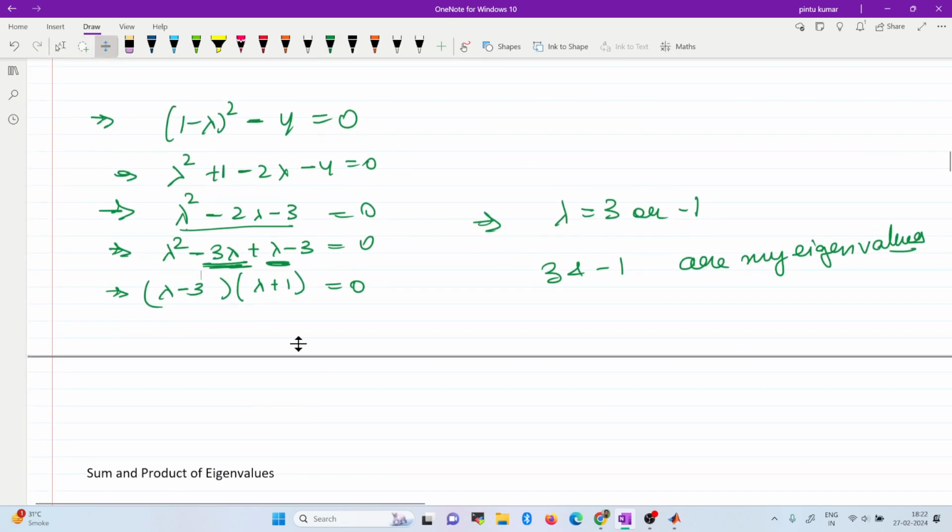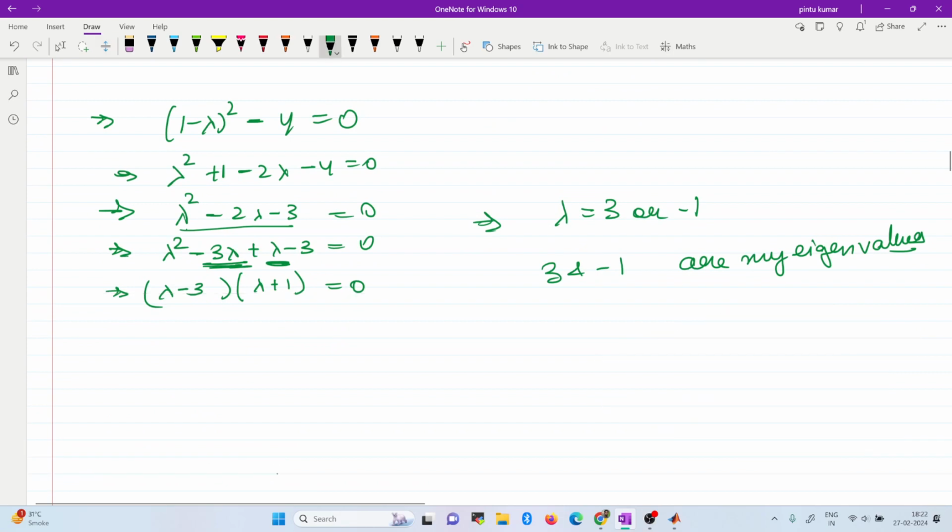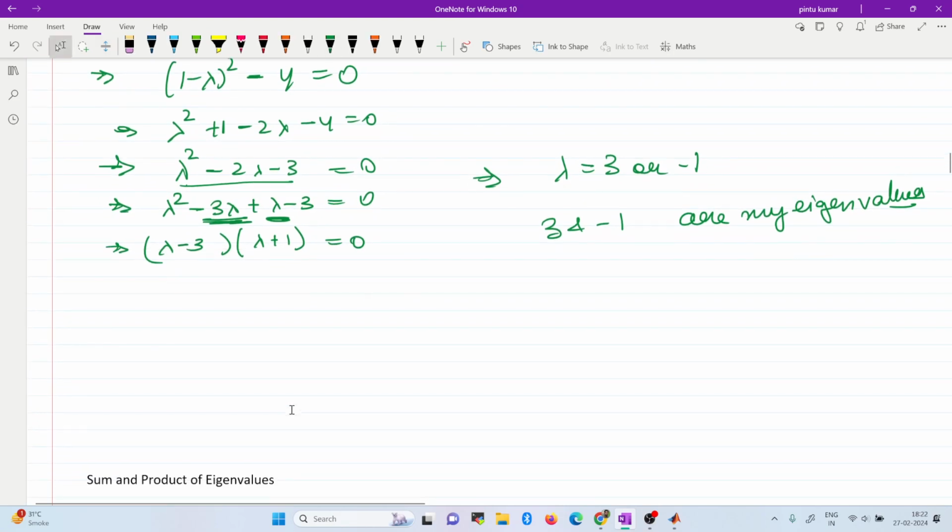Okay. So this is how we find eigenvalues. Now we have to find eigenvectors. When you are finding an eigenvector, that should be corresponding to some eigenvalue. So first we will find the eigenvector for lambda is equal to 3. First we will do this. Then we will do it for lambda is equal to minus 1.